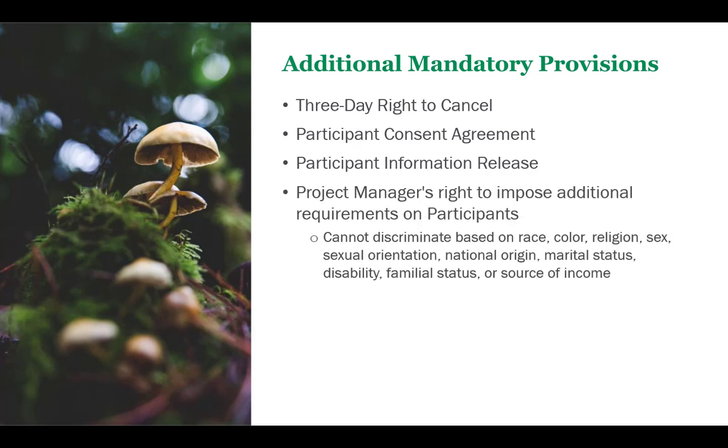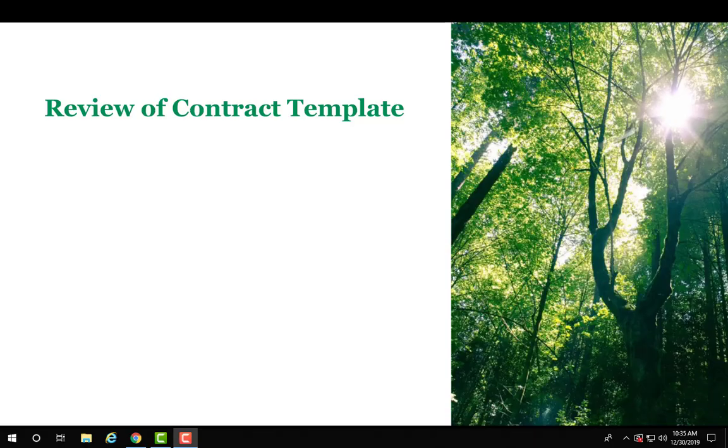Contracts may impose additional requirements on participants, provided they do not discriminate based on race, color, religion, sex, sexual orientation, national origin, marital status, disability, familial status, or source of income. Review of contract template. Project managers can find the residential participation contract on the program website under Project Manager Resources. The basic formatting of the contract template must remain as is, with a minimum of 10-point font.